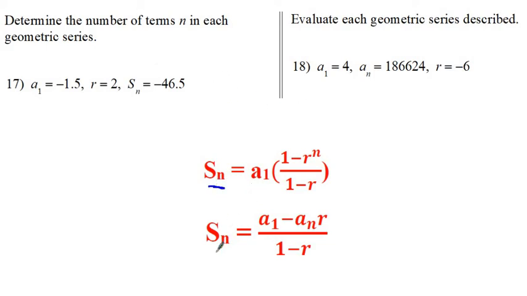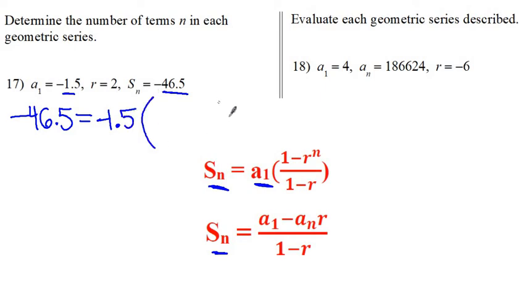All right, number 17, determine the number of terms in each series. So that's either of these formulas. Once again, we'll just use the first one because that's a little bit more direct. So S sub n is this right here, negative 46.5. That's equal to A sub 1, which is negative 1.5, times this big parentheses, and then R is 2. So 1 minus R is 1 minus 2, and then 1 minus 2 to the, and then we don't know what n is.